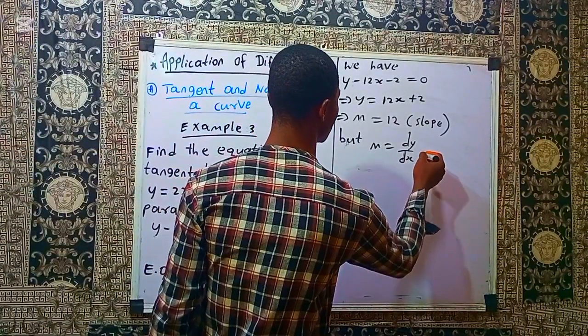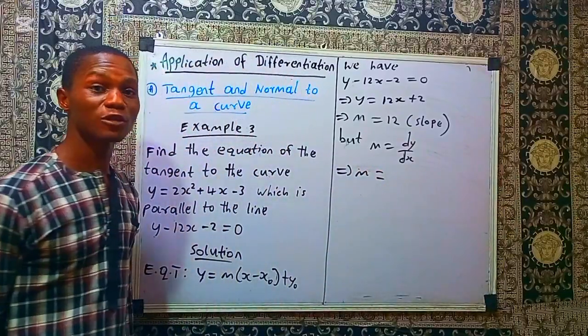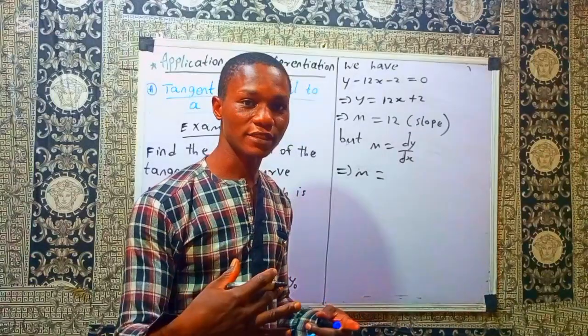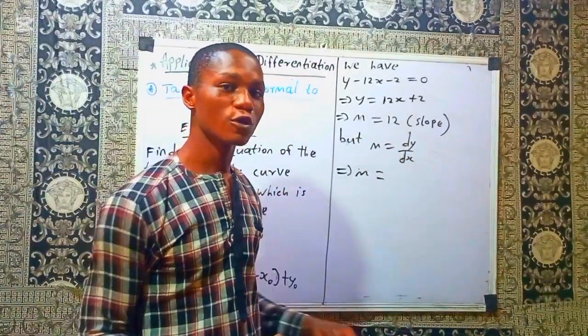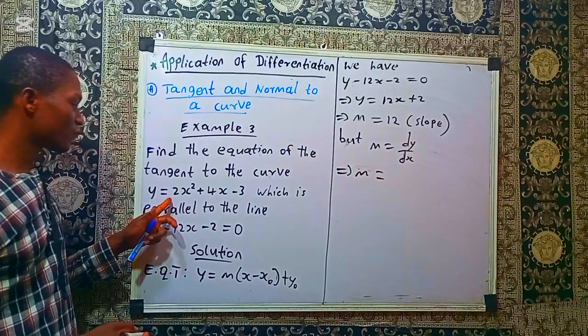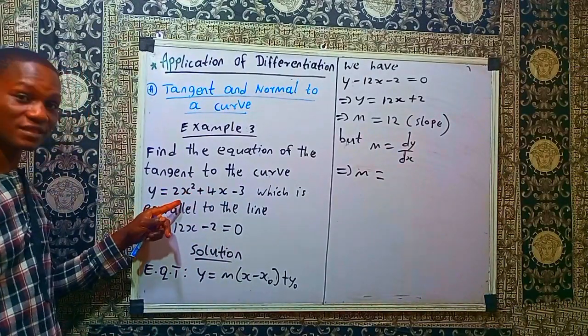So this implies m is equal to, the slope is what? Slope is change in y divided by change in x. That's dy/dx. So we'll find the derivative of the curve with respect to x. Well, see the curve here, 2x squared plus 4x minus 3. So we'll differentiate this curve.